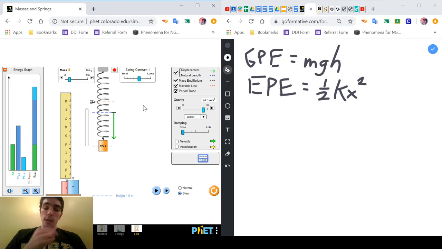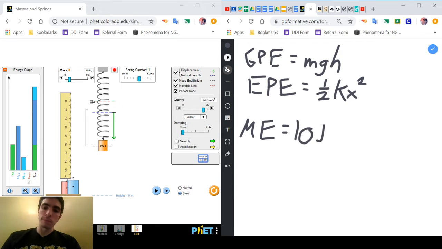Now for our kinetic energy, I'm going to plug in some made-up numbers just as an example. So let's say in yesterday's work we found that our mechanical energy was 10 joules. And then today, let's say I calculated these new values.